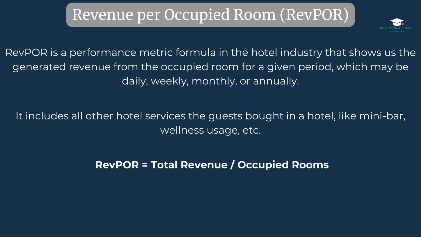Revenue per occupied room, or RevPOR. RevPOR is a performance metric formula in the hotel industry that shows us the generated revenue from the occupied room for a given period, which may be daily, weekly, monthly, or annually. It includes all other hotel services the guests bought in a hotel, like minibar, wellness usage, etc. So, RevPOR equals total revenue divided by the occupied rooms.